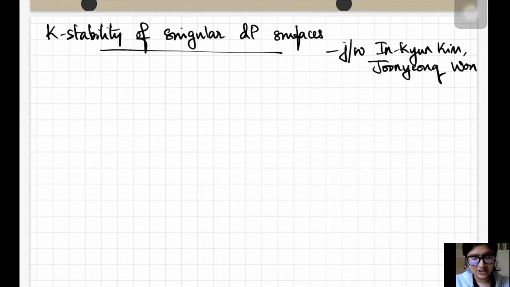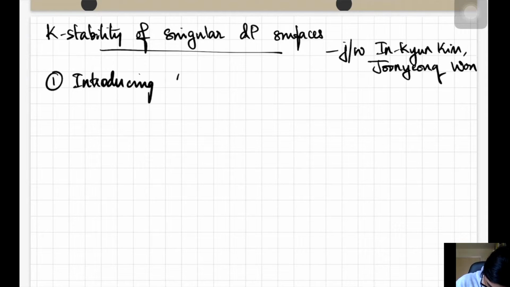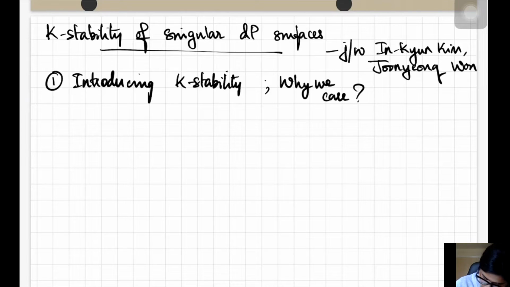So as the title today suggests, I'm going to be talking about K-stability of certain Fano varieties, in particular del Pezzo surfaces, which have certain singularities. I will go with just the flow of the way the talk is going to go. The first thing would be I will be introducing what K-stability is in a very rough sense and why we care. So this is just why do we want to study this at all?